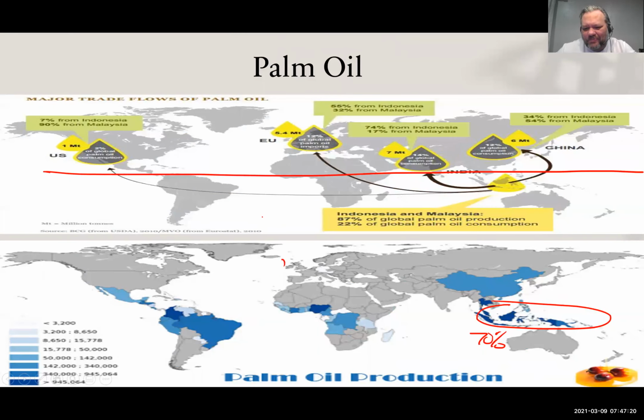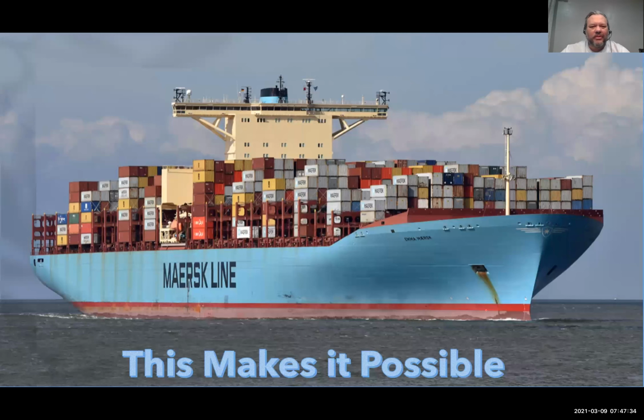So you'll get a sense for what it's all in. Oh, here it is. Indonesia and Malaysia, 87% of palm oil production, 22% of palm oil consumption. So 87% is right here. All right. And this is the thing that makes it all possible.